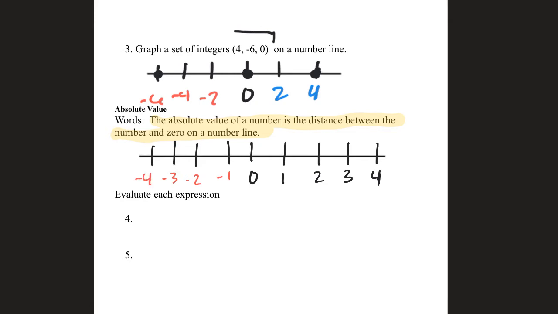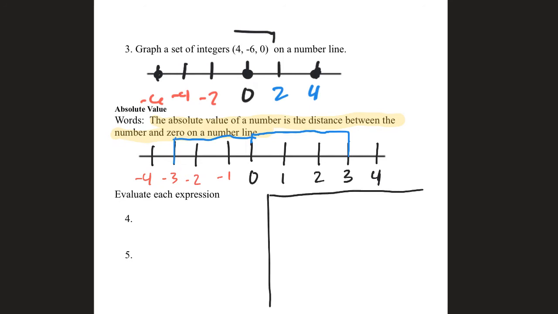okay, so if I'm looking at say 3, and I ask what's the absolute value of 3? Well, it is 3 away from 0, right? So the absolute value of 3 is 3. If I'm looking at the absolute value of negative 3, it is also 3 spaces away from 0. So the absolute value of negative 3 is also 3, right? And you would write those. I'm going to separate these just a hair here.